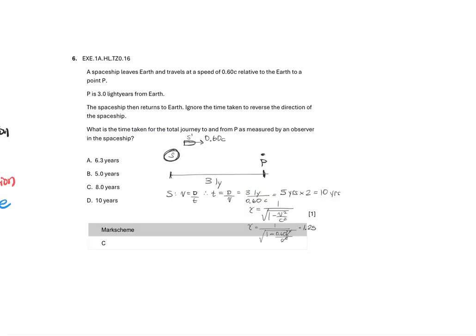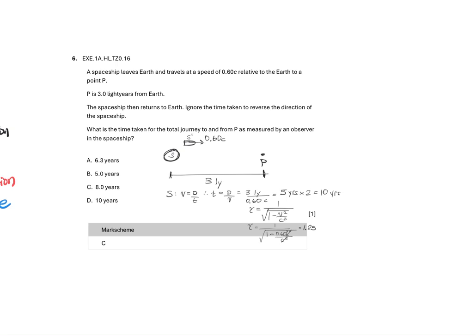Okay, number 6. We have a spaceship leaving Earth going 0.6 c relative to the Earth to a point P. P is 3 light years away. The spaceship returns to Earth. Ignore the time taken to reverse the direction of the spaceship. What's the time taken for the total journey to and from P as measured by an observer in the spaceship?